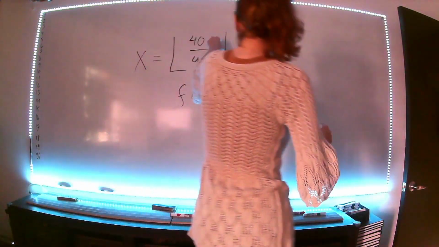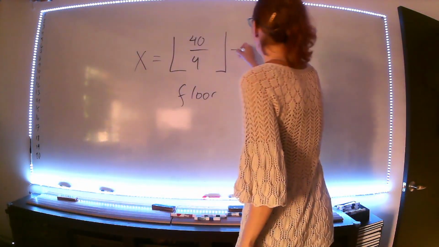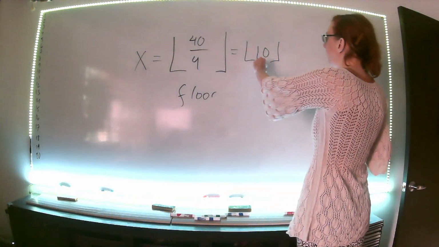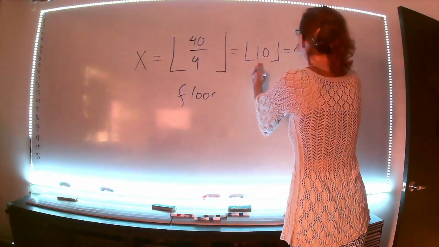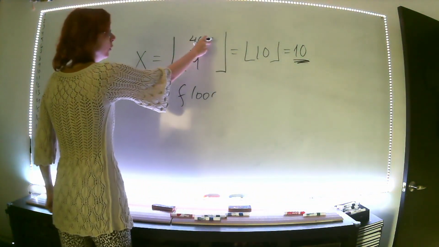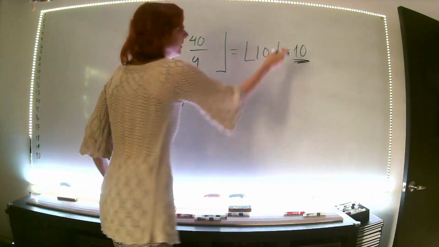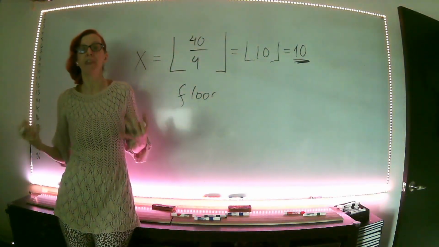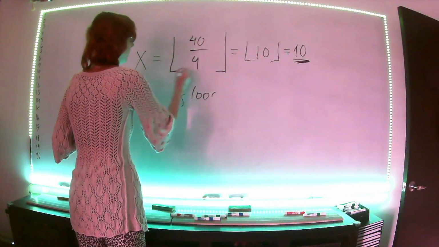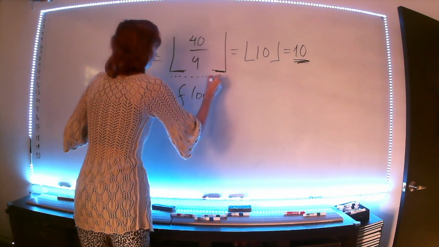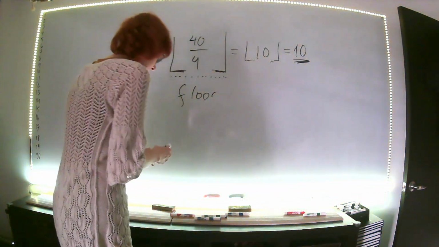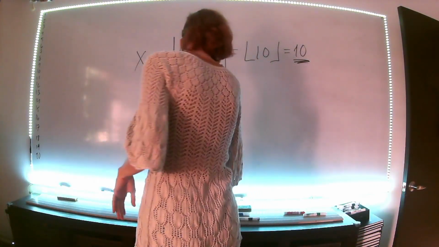So 40 divided by 4, that's a 10. So I have a floor of 10. 10 is already an integer, so when I round it down, it remains 10. If I had here, let's say a 42, I would have here a 10 point something, and 10 point something would be rounded down to 10. So when these thingies are under here, imagine it's like a floor underneath the number. It means you need to go down, okay? So the number gets rounded down.